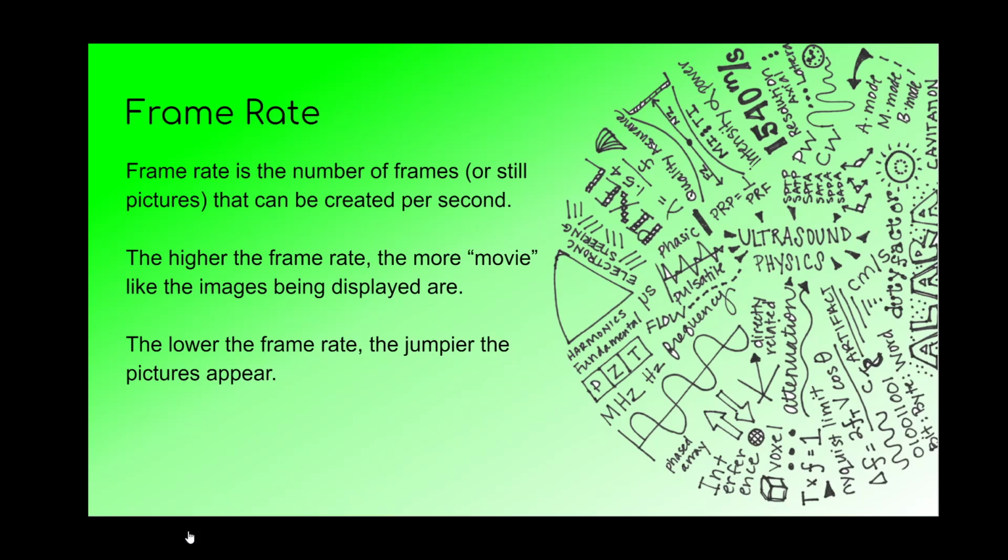So to define frame rate then, we define it as the number of frames or still pictures that the machine is able to create per second. The higher that frame rate is, the more movie-like our pictures appear, versus a low frame rate, where we're going to see kind of jumps or gaps within our pictures.